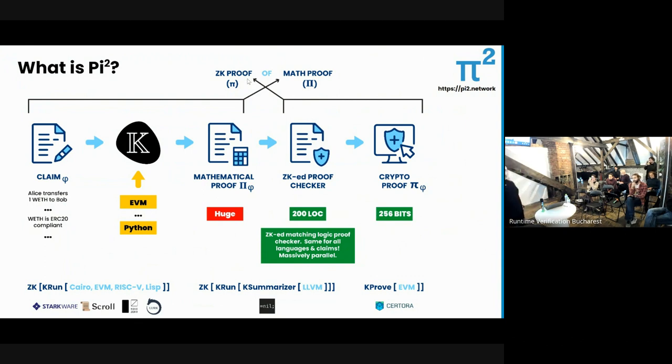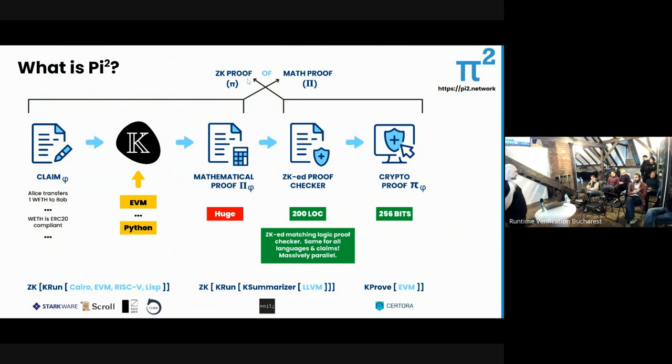You plug in your language, and now K is instantiated with your language and understands and knows how to handle computational tasks in your language. Now, what are computational tasks? I also call them claims here. So a claim, mathematically speaking, is a theorem. A programming language in K, mathematically speaking, is a mathematical theory, a set of axioms that define that language.